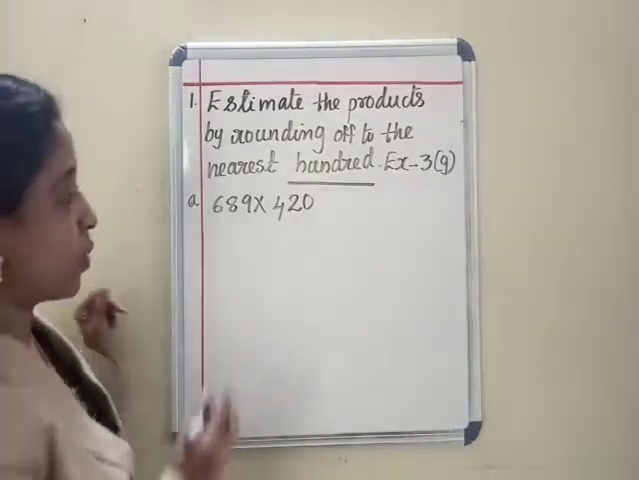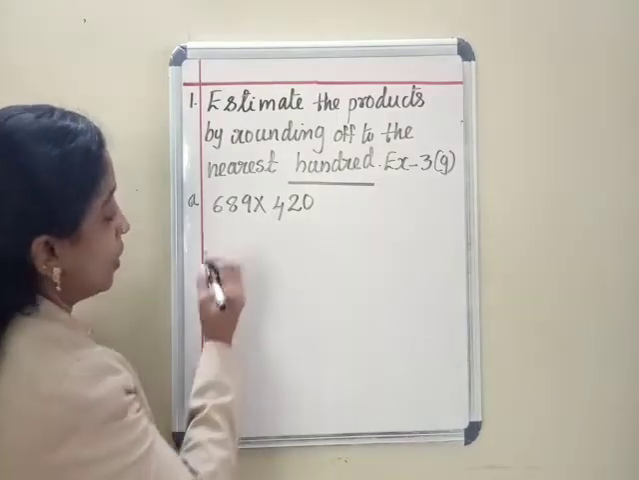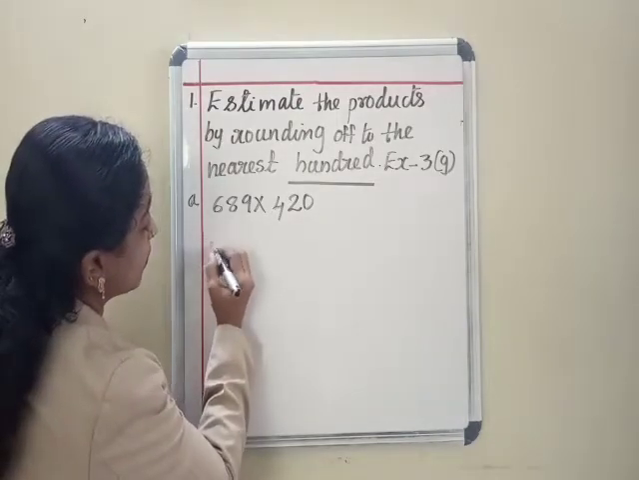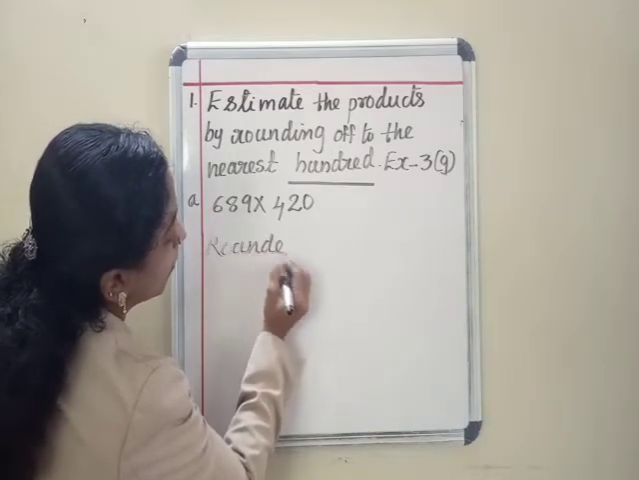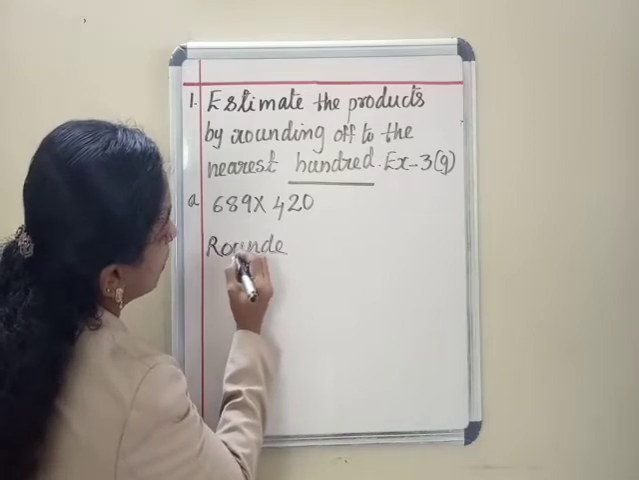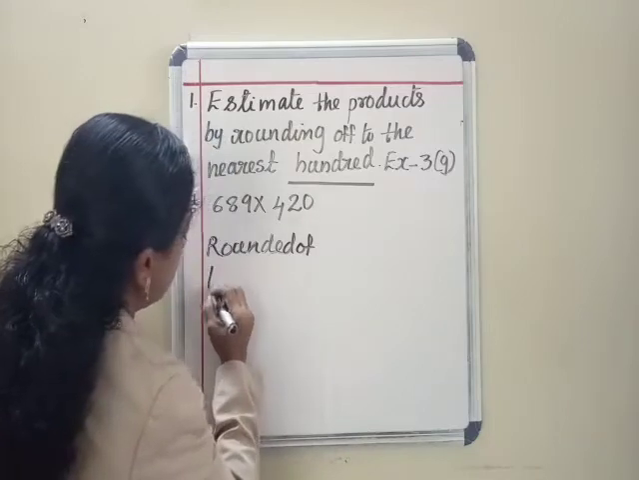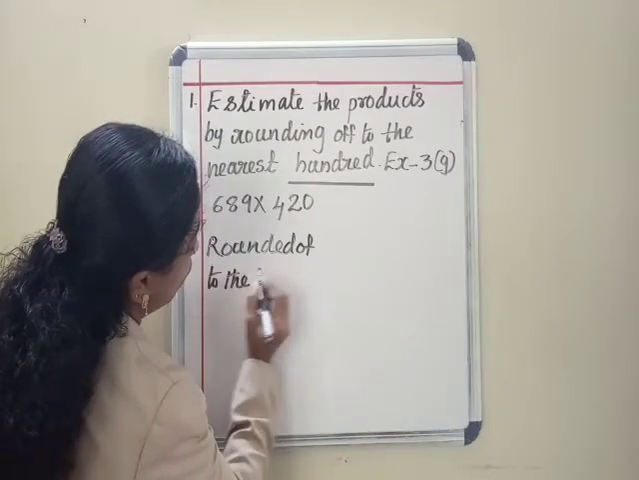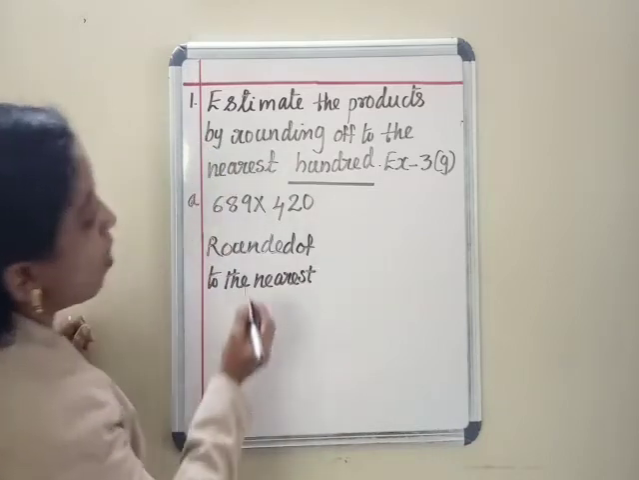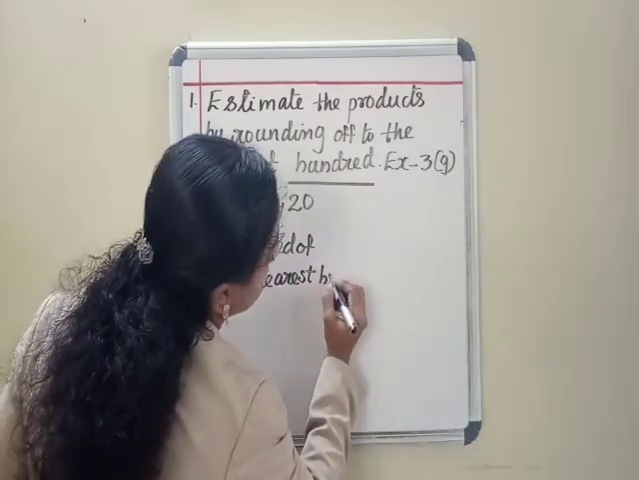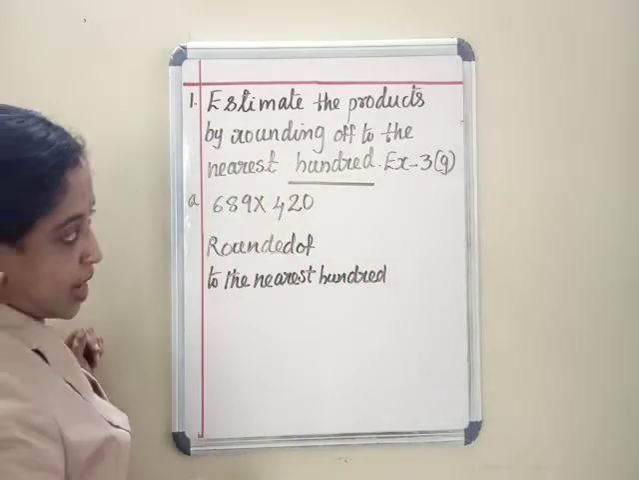Please copy down the question. Question A, 689 into 420. So, here we can write, yes, rounded off to the nearest what? Nearest hundred. Rounded off to the nearest hundred.